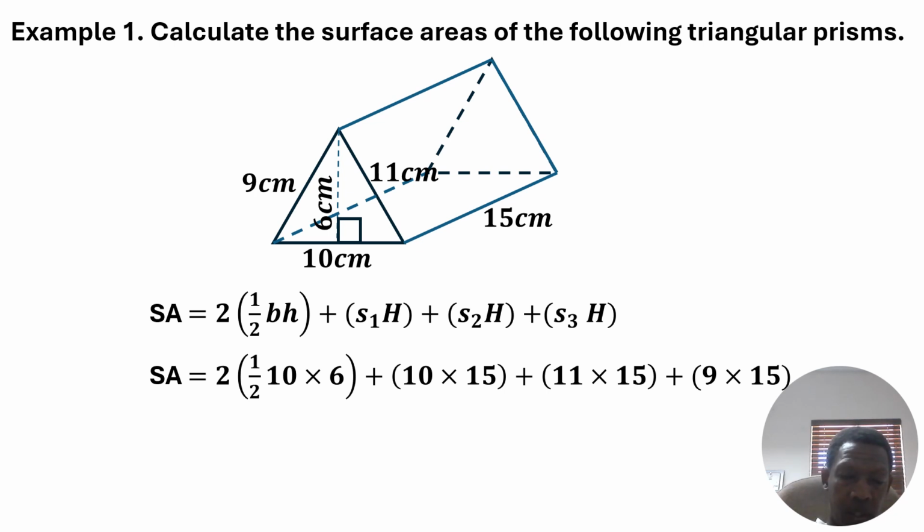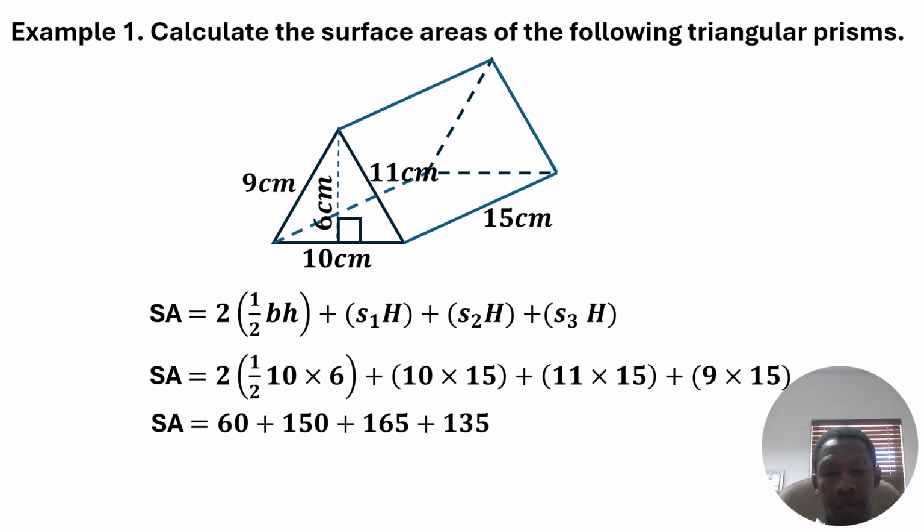As we calculate each of these, we will have these values. In other words, if you multiply half by 2, we get 1. Therefore we just multiply 10 by 6, which gives us 60. Then 10 multiplied by 15 gives us 150. We also multiply 11 by 15, which gives us 165. Then the last value, 9 multiplied by 15, is 135. All in all, we get a total of 510 centimeters squared.